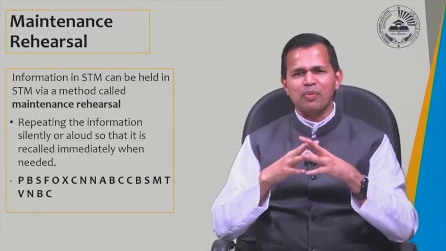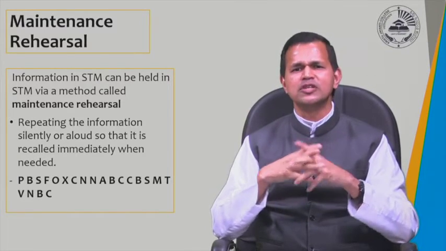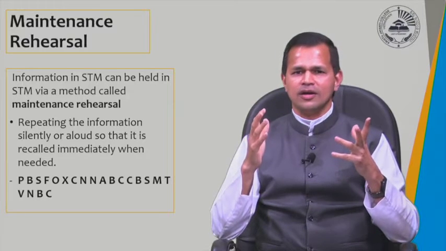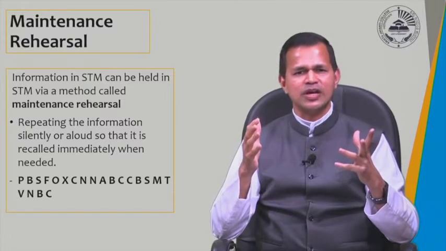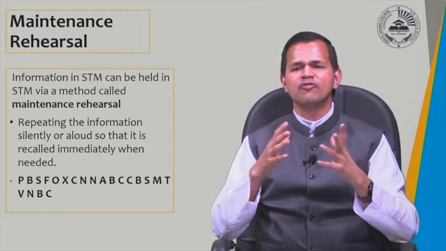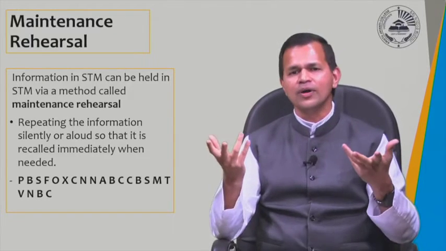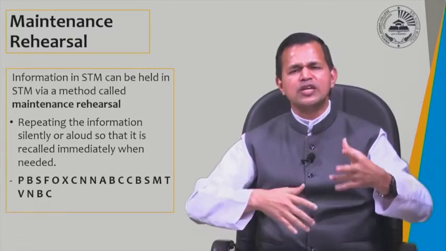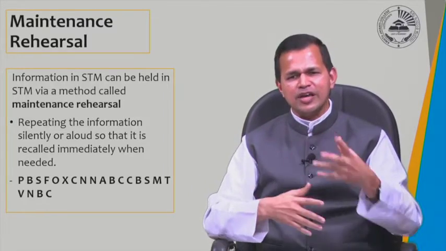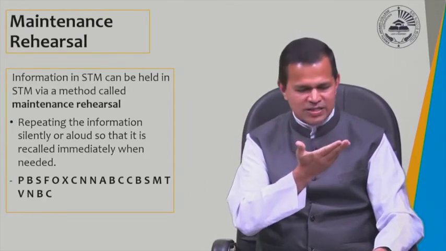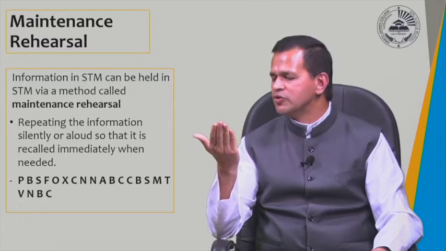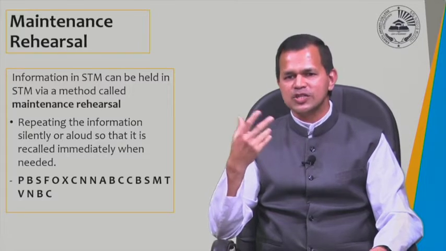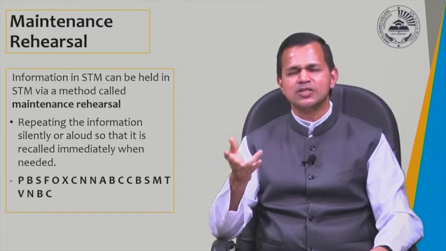Let us look at what maintenance rehearsal is. Information in short-term memory is held by a method called maintenance rehearsal, which is the repeating of information silently or aloud, so that it is recalled immediately when needed. So we are trying to maintain it. We are reading it aloud or silently going through it, and once you finish one paragraph, you come back and read it again, or you understand it again. So that is called maintenance rehearsal.